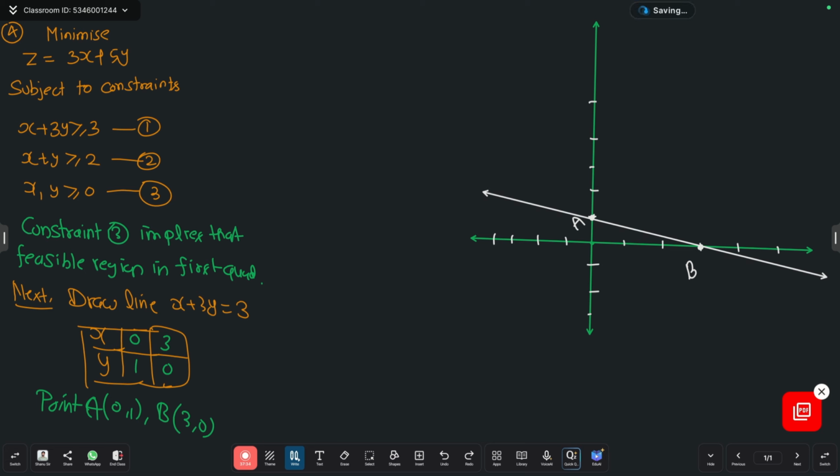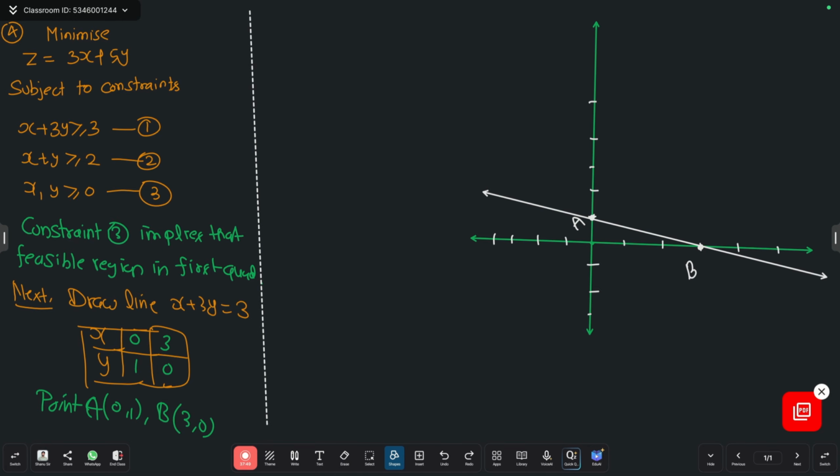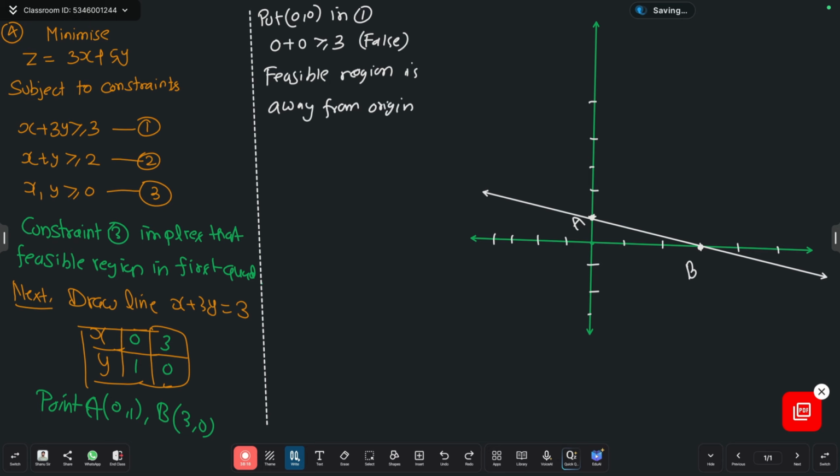Now if you put the origin 0 comma 0 in constraint 1, it gives 0 plus 0 greater than or equal to 3, which is false. It means the feasible region is away from the origin, on this side, and definitely we know it is in the first quadrant.